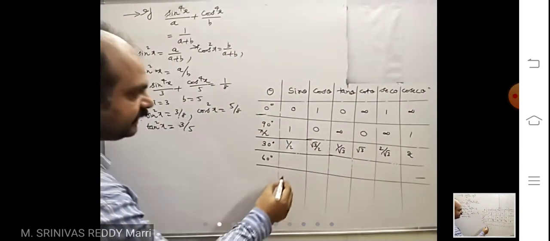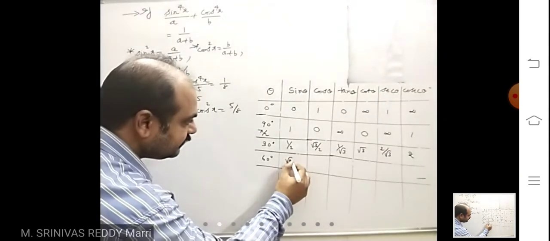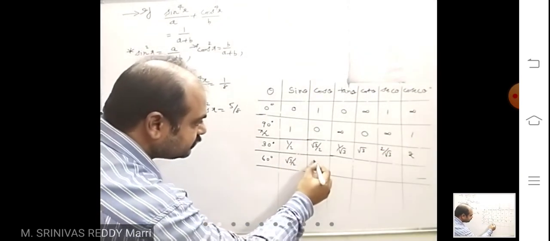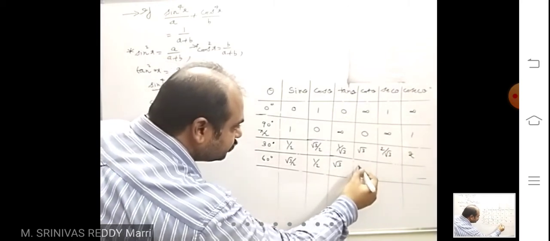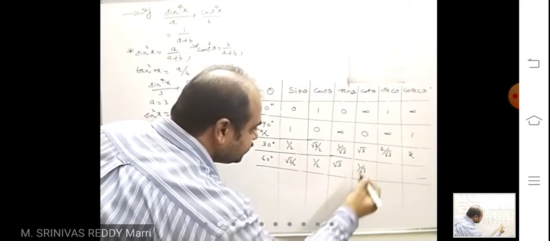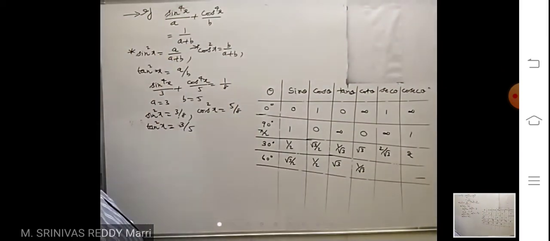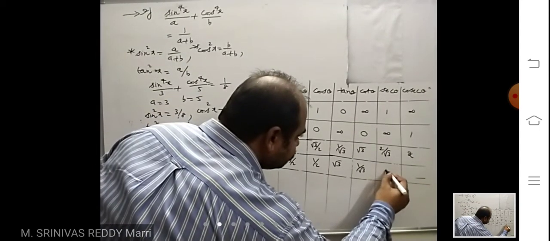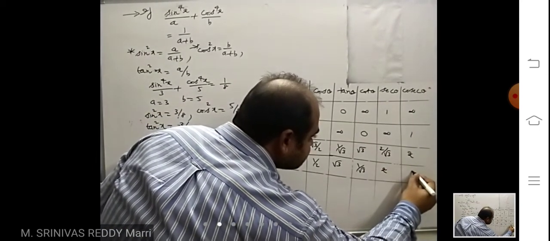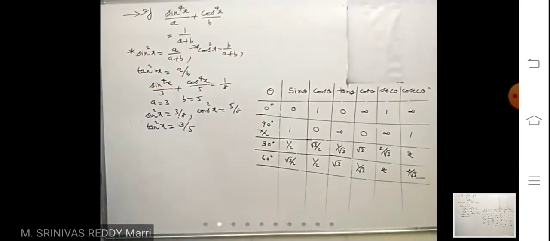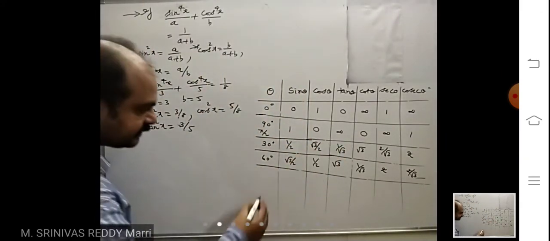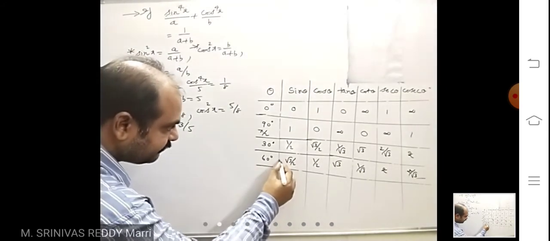Suppose 60 degree. So sine 60 degree is nothing but root 3 by 2. Cos 60 is 1 by 2. Tan 60 is root 3. Cot 60 is 1 by root 3. So secant 60 is 2. Cosecant 60 is 1 by sine. If you remember sine, cos, tan, remaining are reciprocals. So 60, this is the one.